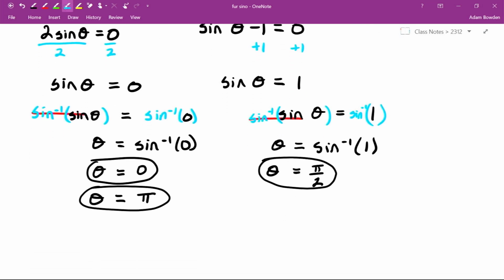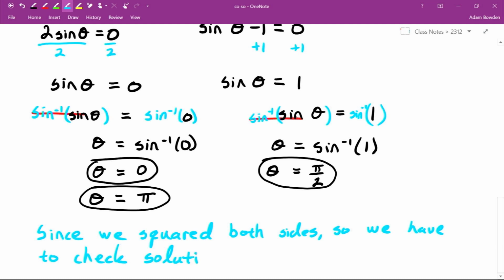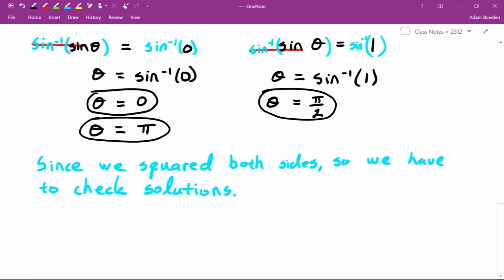Here's one thing though that we have to be real careful about. One thing that we just did was we had to square both sides. Since we squared both sides, there's a possibility that one of these numbers is not actually a solution. So we'll have to check each of these to see if any of these turn out to actually be sort of an extraneous number that's not a solution.